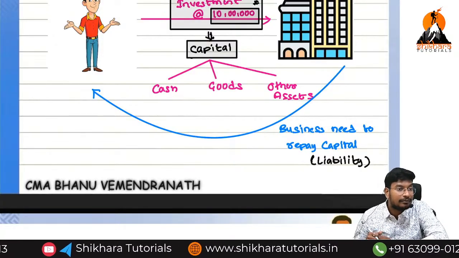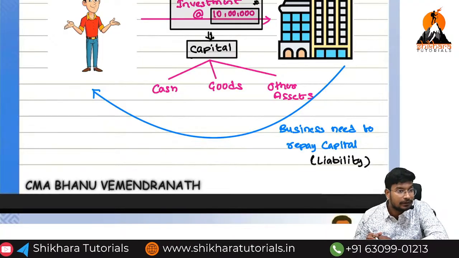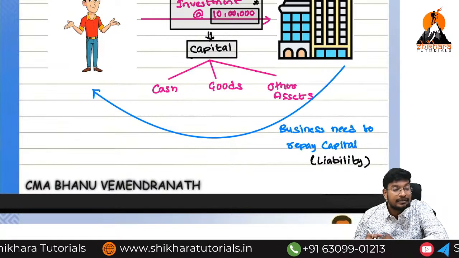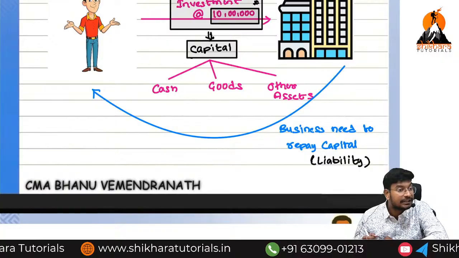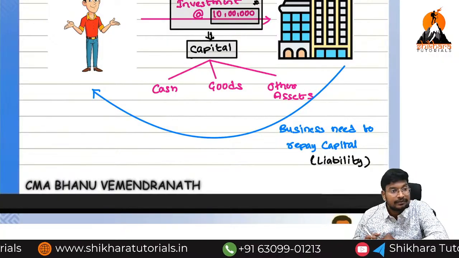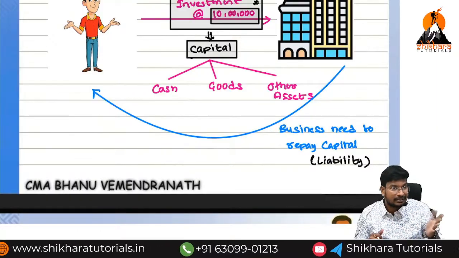What is the meaning of liability? Anything that we need to repay. We means business. An obligation of the business to repay in future is called a liability. What is the meaning of asset, sir? The asset, okay, we can discuss at some other point of time.